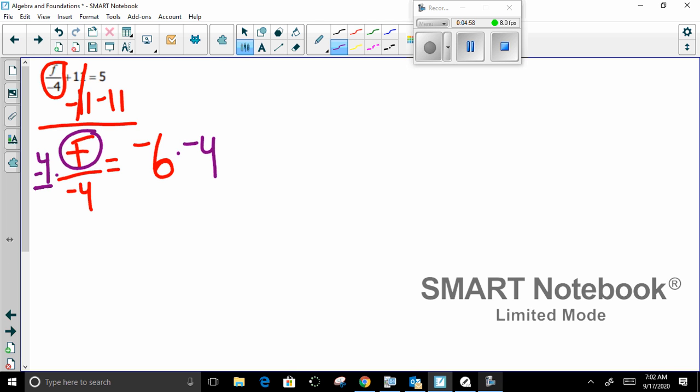Remember, if I put this negative 4 over 1 to have a fraction times a fraction, these cross simplify. We don't cross multiply, we cross simplify. Negative 4 goes into negative 4 once. Negative 4 goes into negative 4 once. So really, it just turns into 1 times f, which is just f. Negative times negative is positive 24.